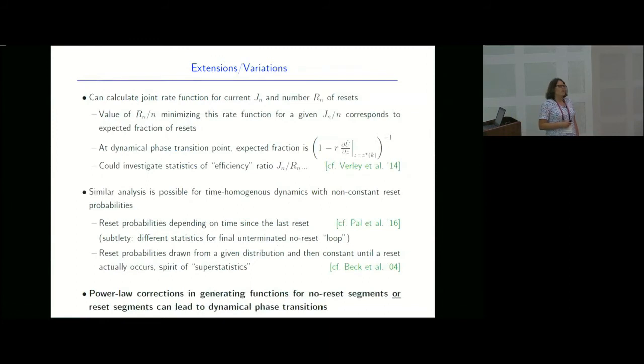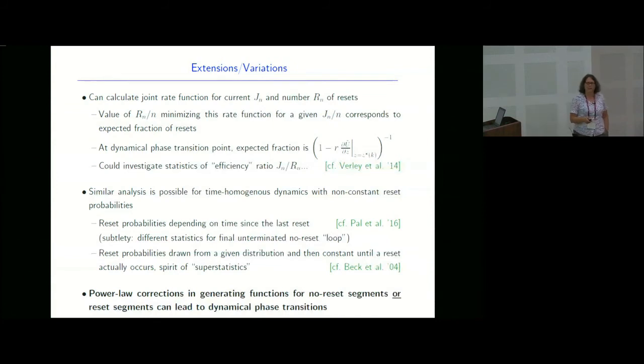So there are a few more things you can do for this setup. You can very easily extend the analysis to calculate the joint rate function for the integrated current and the number of resets. And then if you look at the value of the number of resets per time step, which minimizes the rate function for a given time average current, that corresponds to the expected fraction of resets that you see to realize that current.